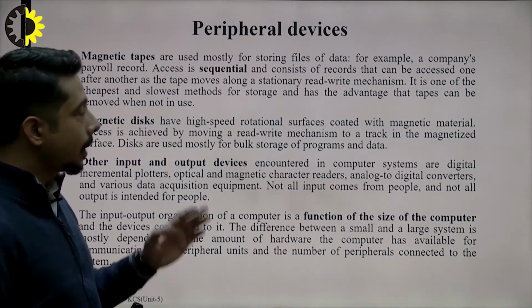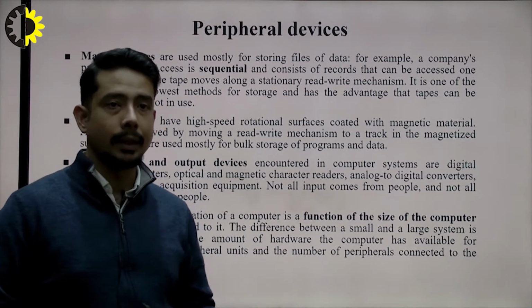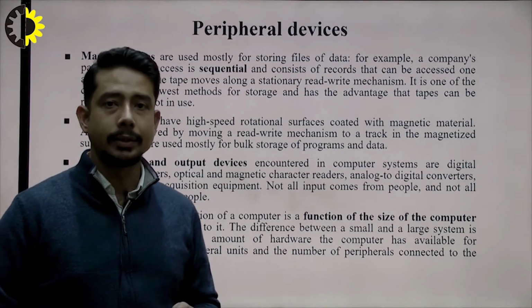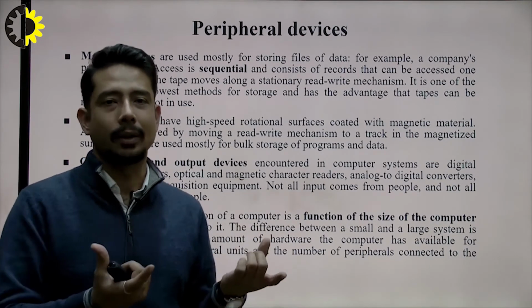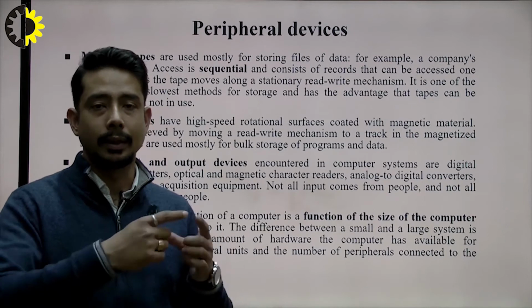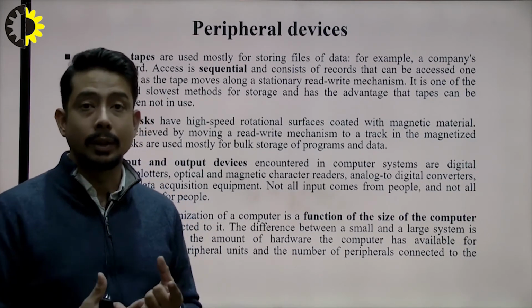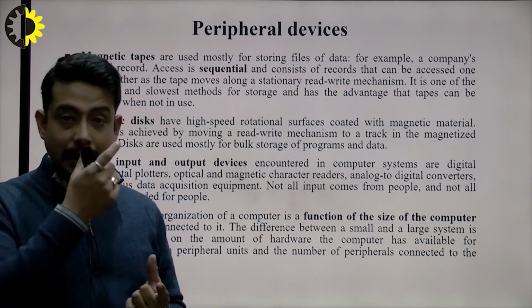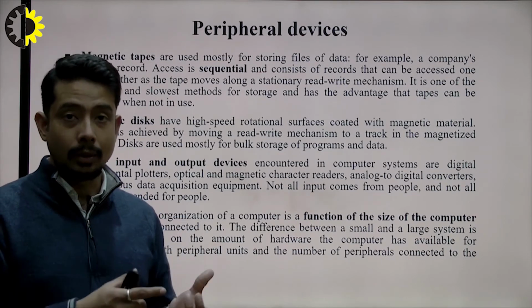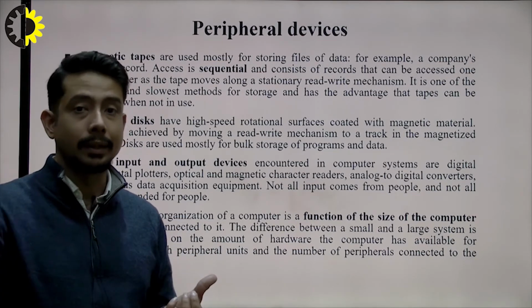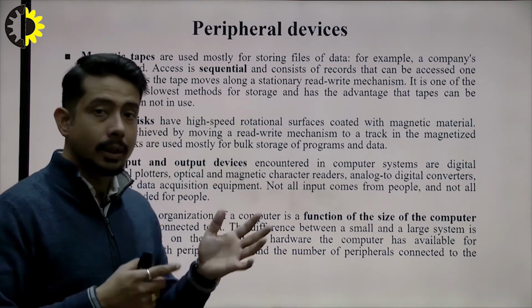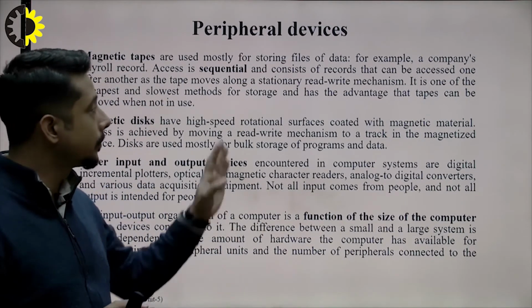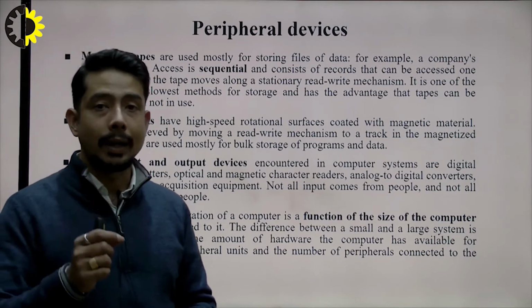Now if you talk about other peripheral devices, we have magnetic tapes and magnetic disks. If you talk about magnetic tapes, it starts with a cassette recorder, then comes the DVD recorder, then external hard disks, with a small memory size at first. Now it has increased enormously, going beyond 1 terabyte. So those are magnetic tapes, and magnetic tapes are used for storing files of data.